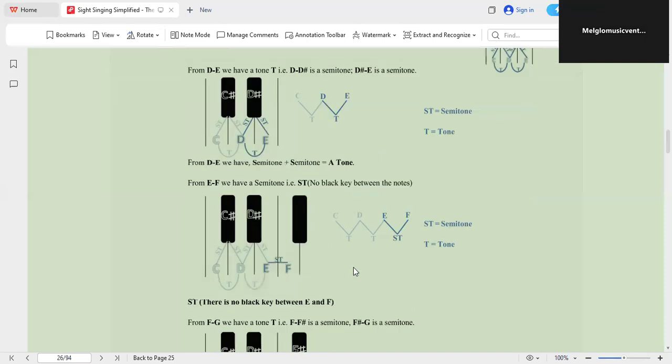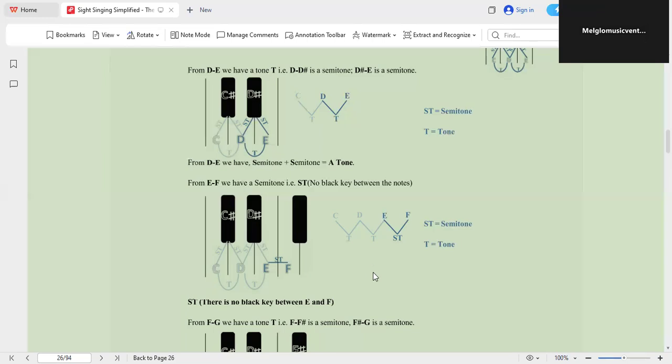So let's move on. Now this is E and this is F. There is no black key in between them. So F is the next key after key E. So between key E and key F, we have a semitone. So this is from E to F, a semitone. So now I have tone, tone, semitone. From C to D, a tone. From D to E, a tone. And from E to F, a semitone.